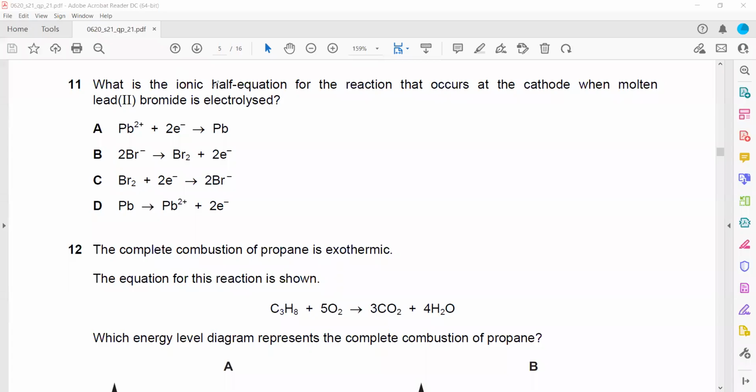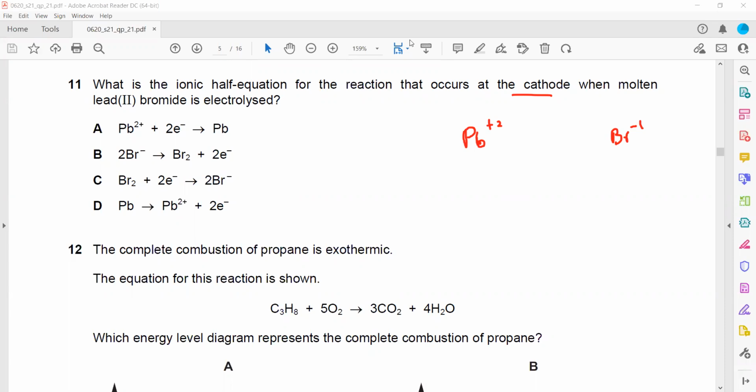Question 11. What is the ionic half equation that occurs at the cathode when molten lead(II) bromide is electrolysed? Whenever we have a molten substance, it means it does not contain water. So molten lead(II) bromide contains lead ion, which is +2, and bromide ion. Molten means there's no water present, so there is no H and OH ion.